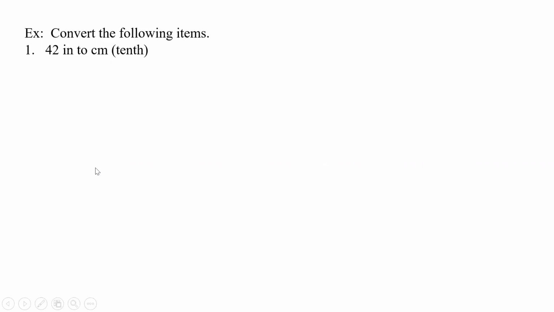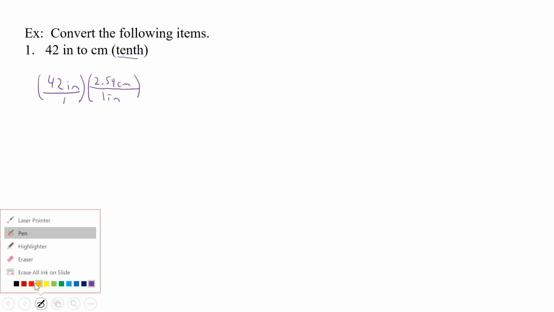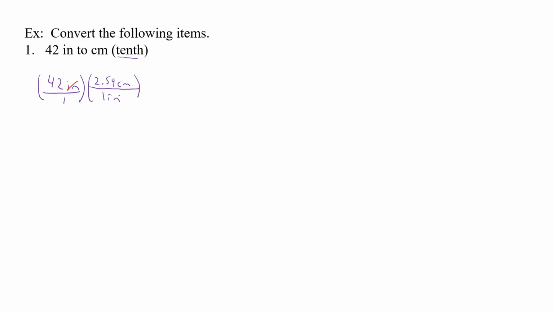All right, so we're just going to go through a whole bunch of different examples. And when we do this, usually they're going to tell us to round to the nearest tenth. And that's what those parentheses are for. So let's start here. So 42 inches over 1. Well, if we remember on that first page, 1 inch is 2.54 centimeters. And so all we really have to do here is multiply. That's because our inches cancel. We're left with centimeters, and that's what we need.